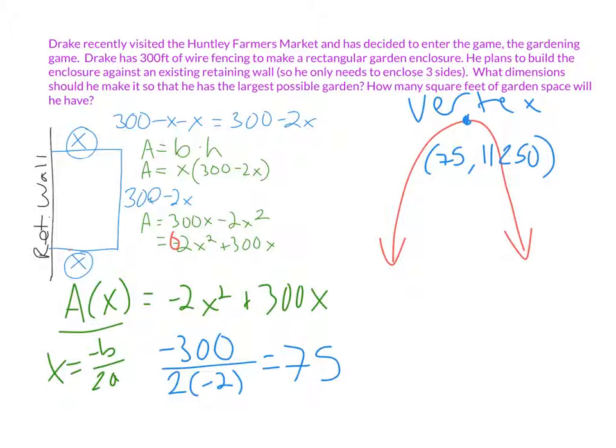So what do these numbers mean? Well, if 75 is my x value, the 75 is this dimension, which is also this dimension. And then if I were to subtract 2x from 300, so 300 minus 2 times 75, that would give me 150. So my dimensions, what dimensions should he make it so he has the largest possible garden? It would be 75 feet by 150 feet.